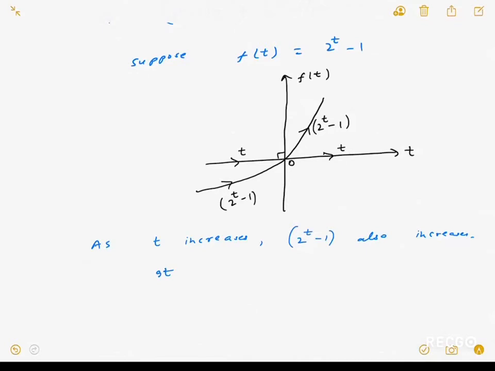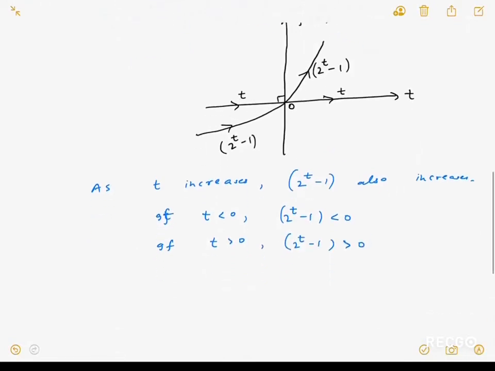The first is, if t is negative, then 2 to the power t minus 1 is also negative, right? As you can see from the graph, if t is negative, then 2 to the power t minus 1 is lying below the axis. Similarly, if t is positive, then 2 to the power t minus 1 is also positive. Which means that the signs of t and 2 to the power t minus 1 are the same. Therefore, if I multiply both of them, it should be greater than or equal to 0, because at t equal to 0, 2 to the power t minus 1 is also 0.